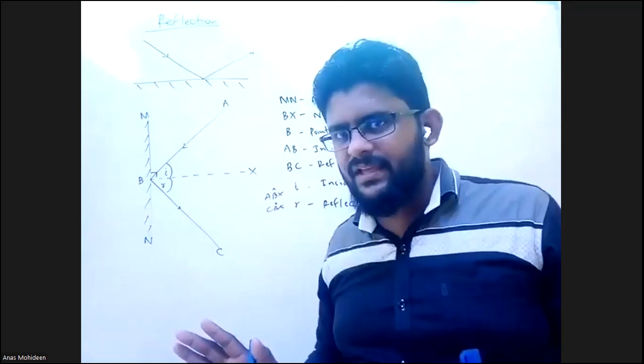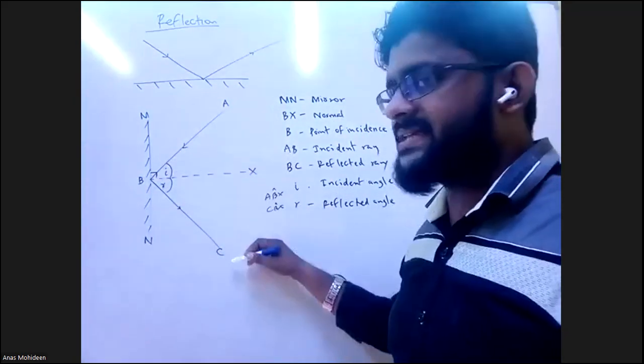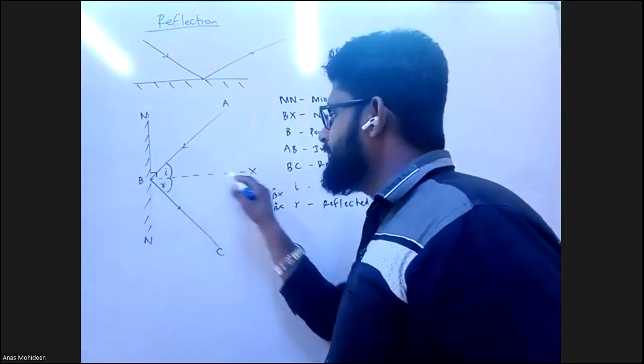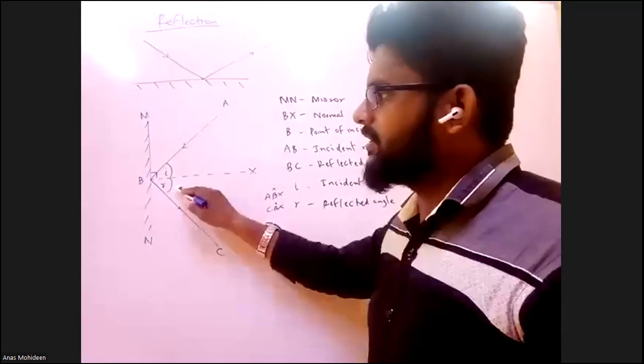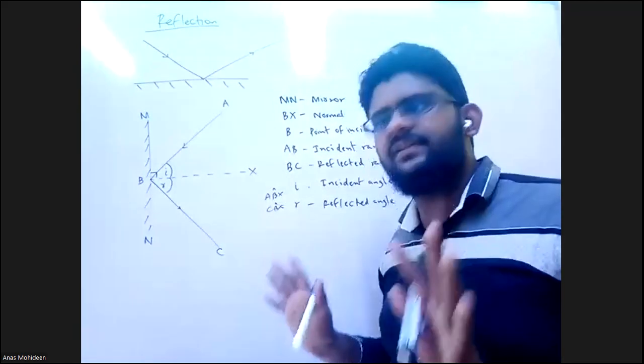Is that clear? Okay. So the first law says all three, but you have to name them: the incident ray, the reflected ray, and the normal at the point of incidence lie on the same plane. Incident angle is equal to reflected angle, that is I equals R. Is that clear? So this is the fundamental theory about reflection.